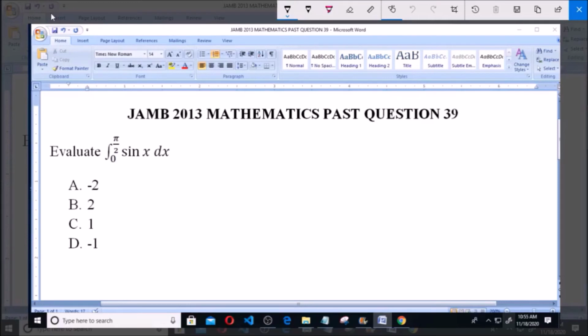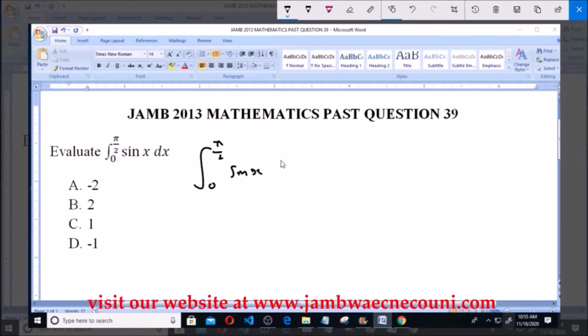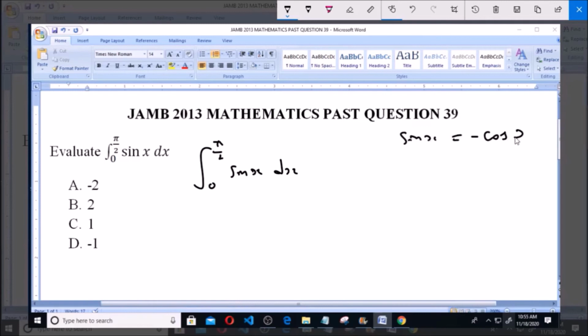I will be answering JAMB 2013 Mathematics Past Question 39. Evaluate the integral of sine x dx with limits pi over 2 and 0. Now integrating this, we have the integral from 0 to pi over 2 of sine x dx. The integral of sine x is equal to minus cos x, so this will give us minus cos x, evaluated from 0 to pi over 2.